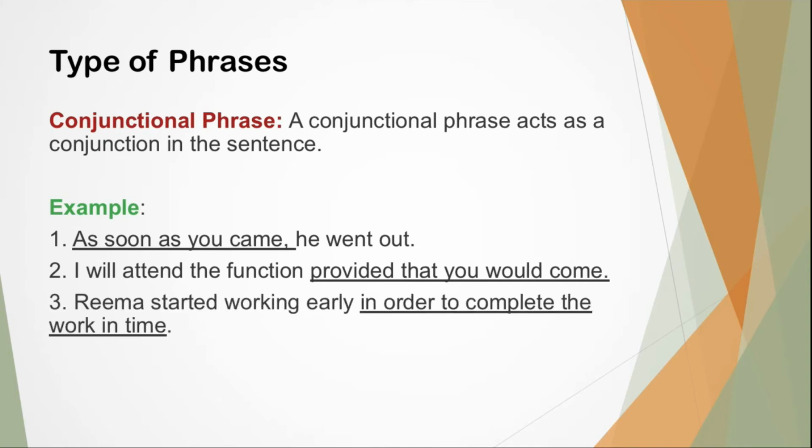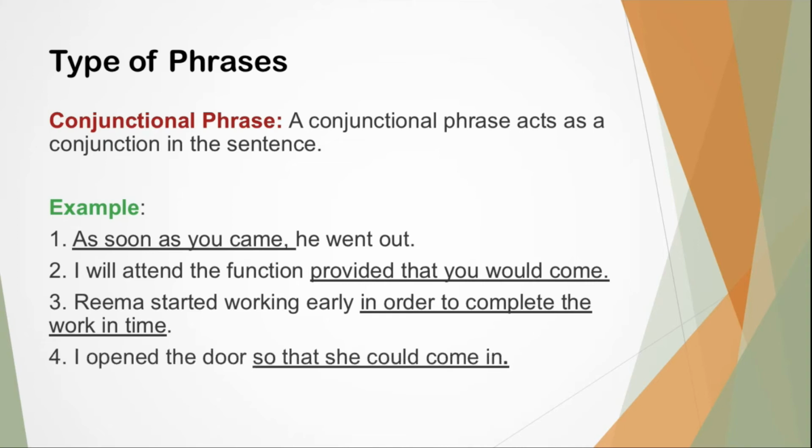Rima started working early in order to complete the work in time. In order to complete the work in time is the conjunctional phrase. I opened the door so that she could come in. So that is the conjunction here. So that she could come in would be the conjunctional phrase.